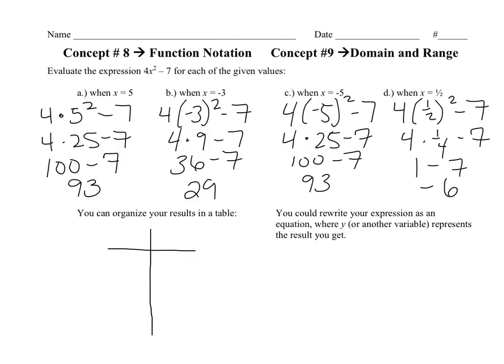So welcome back. For the first 4 problems, you should have gotten 93, 29, 93, and -6. If you didn't get that, go ahead and take a look at my work. I just want to point out one more time that whenever you are plugging a negative number in for a variable that's squared, don't forget to put parentheses around it, okay? So I did it here, and I did it here. You also have to do it with fractions as well. I don't think I mentioned that the other day.